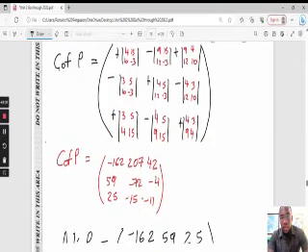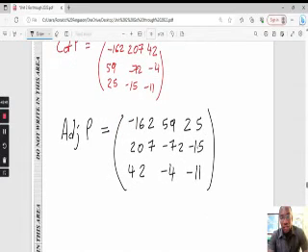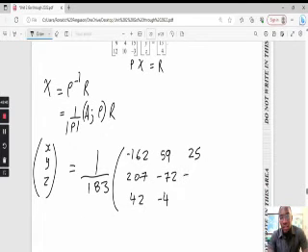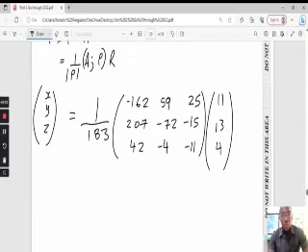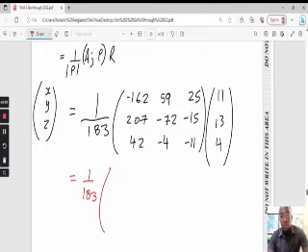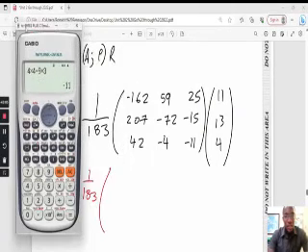Then around here is 25, negative 15, negative 11, multiplied by the matrix R, and R is 11, 13, 4. Now we just go ahead and deal with this like we're supposed to: 1 over 183 times, multiply the row and the column now. So we just multiply it across.